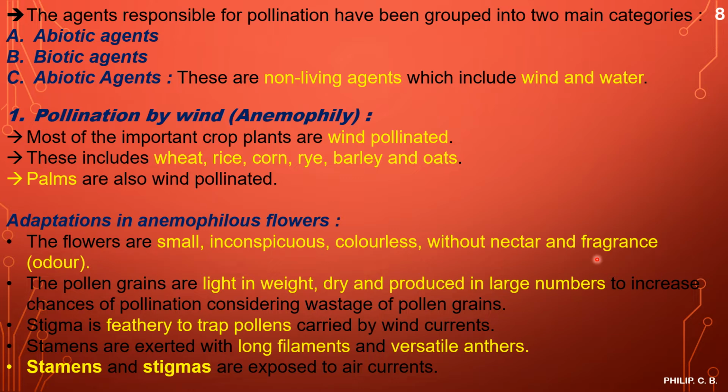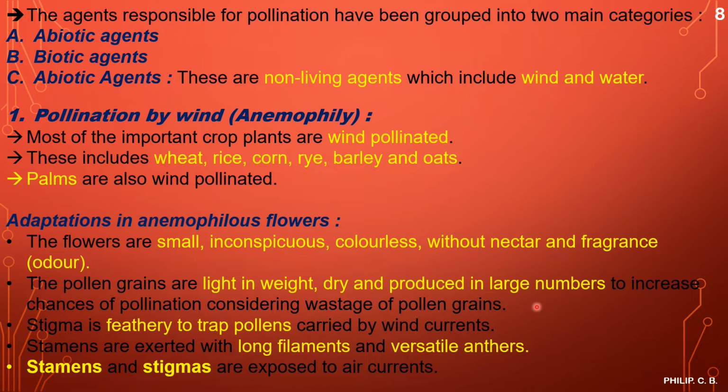The pollen grains are light in weight, so they can be easily carried by wind. Light in weight, dry, and produced in large numbers to increase the chances of pollination, considering the wastage of pollen grains. Now in wind pollination, the wind can carry the pollen grain anywhere. In that case, we will not be sure whether it will get pollinated or not.